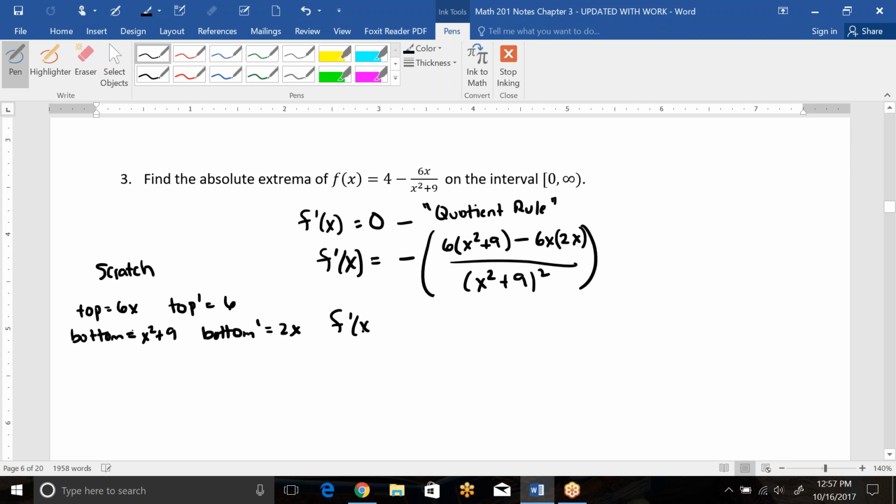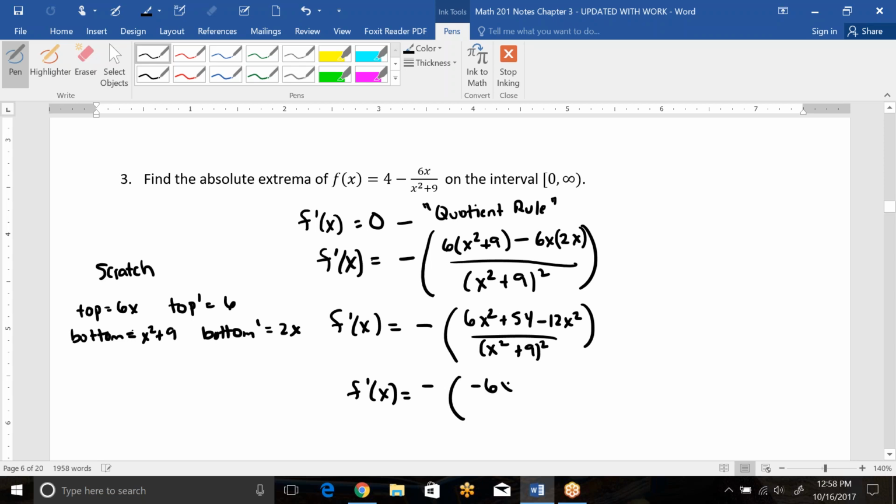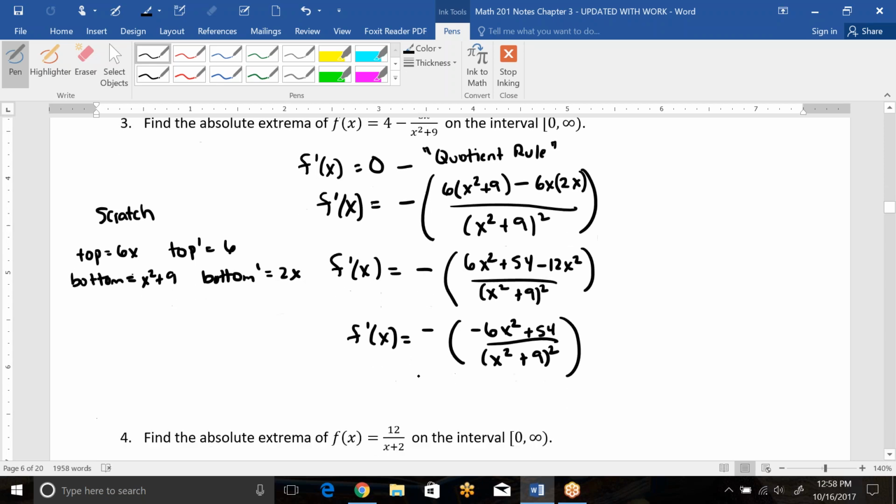So this would be, I'm going to keep my negative out front for right now, 6x squared plus 54 minus 12x squared, all over x squared plus 9 squared. And then we're going to combine like terms on top. So I have negative, and then negative 6x squared plus 54 all over x squared plus 9 squared. I can then distribute my negative on the top, and that will help make this a little bit nicer, because that makes this positive 6x squared minus 54 over x squared plus 9 squared. Okay, so there's my derivative.